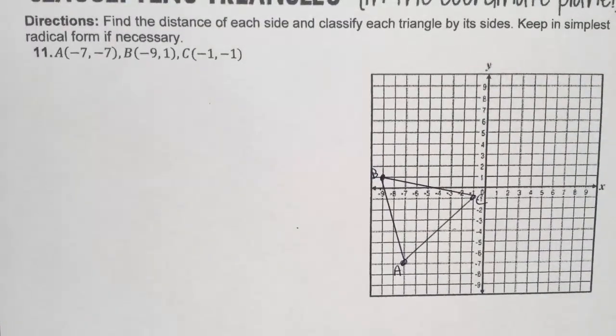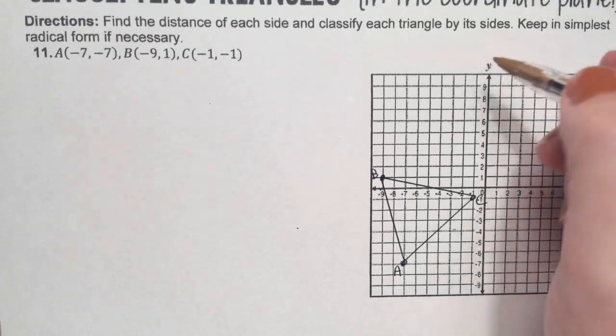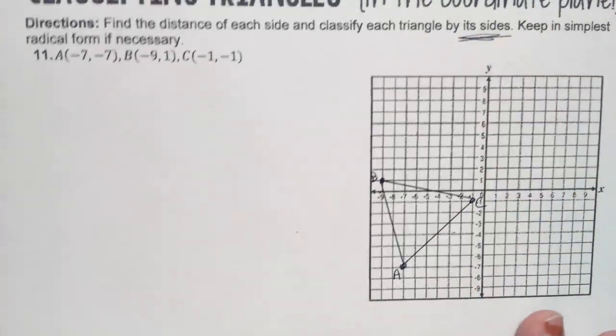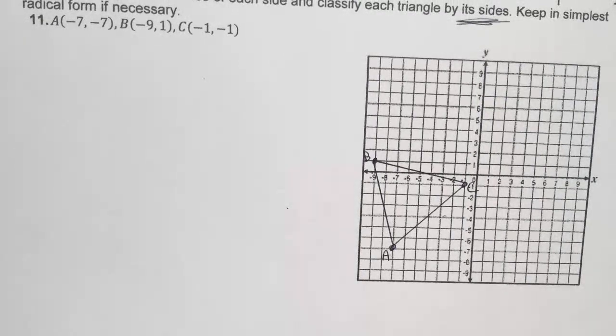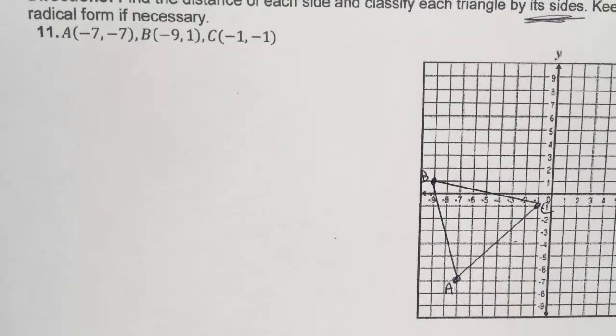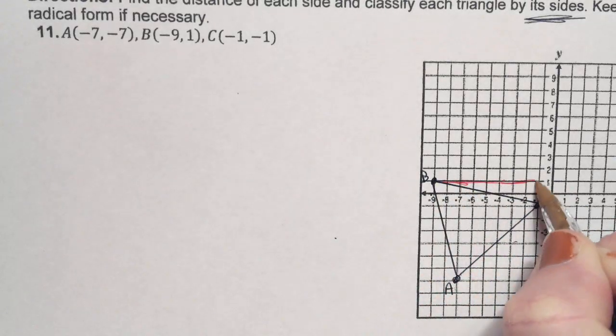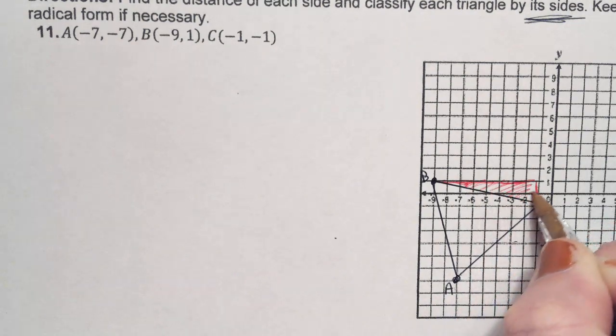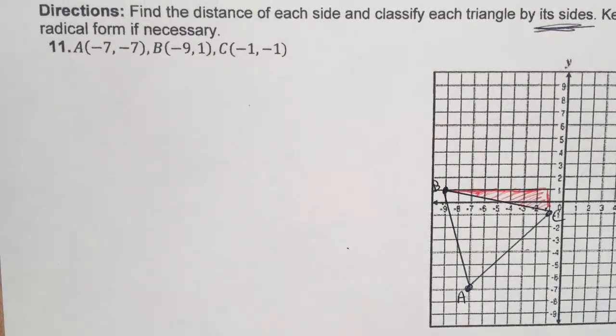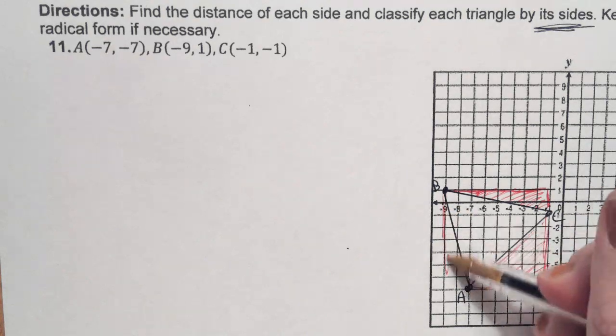Now looking at this, they told us that they want to classify by the side, so we need to find the side lengths. All right, so this is important. This is going to be very important on your test. So to find the side lengths, I would probably just use this right here. So I trained you guys to do it by the numbers, but you can also do it by Pythagorean theorem. There's pros and cons to everything, so you just do what works for you.